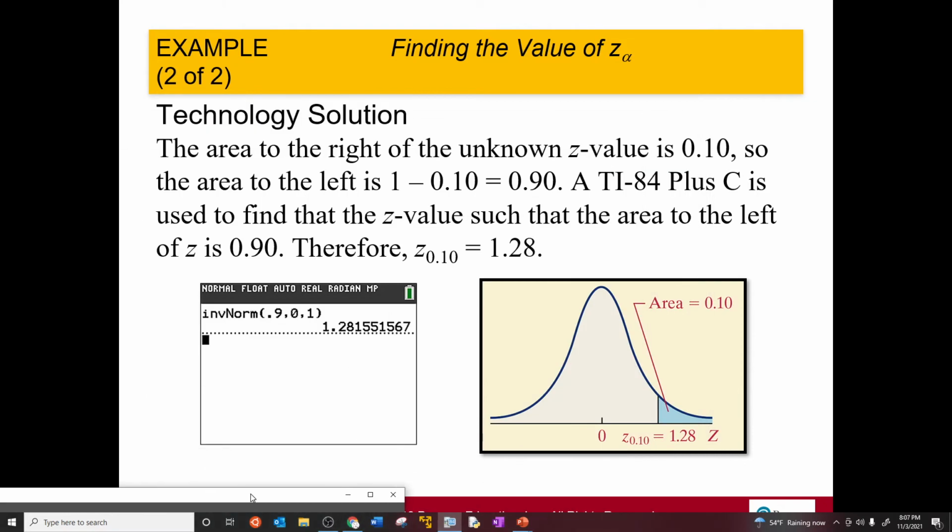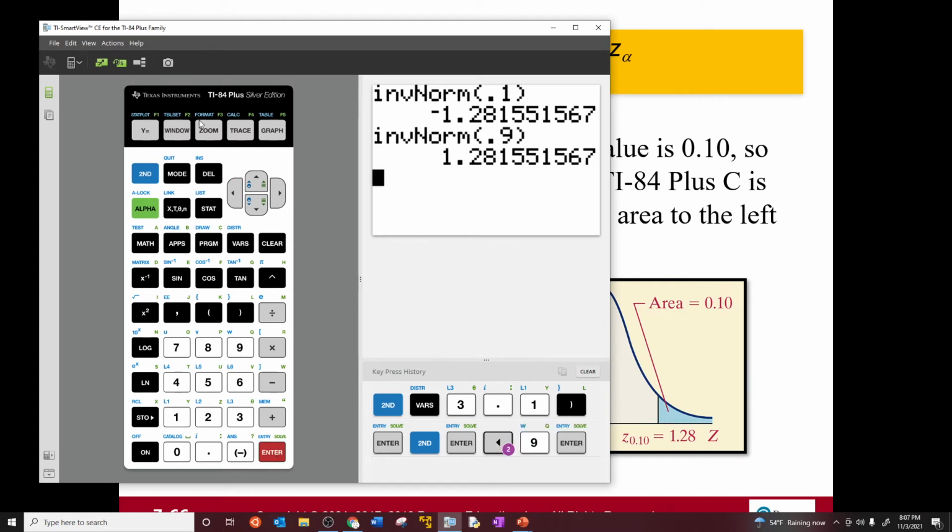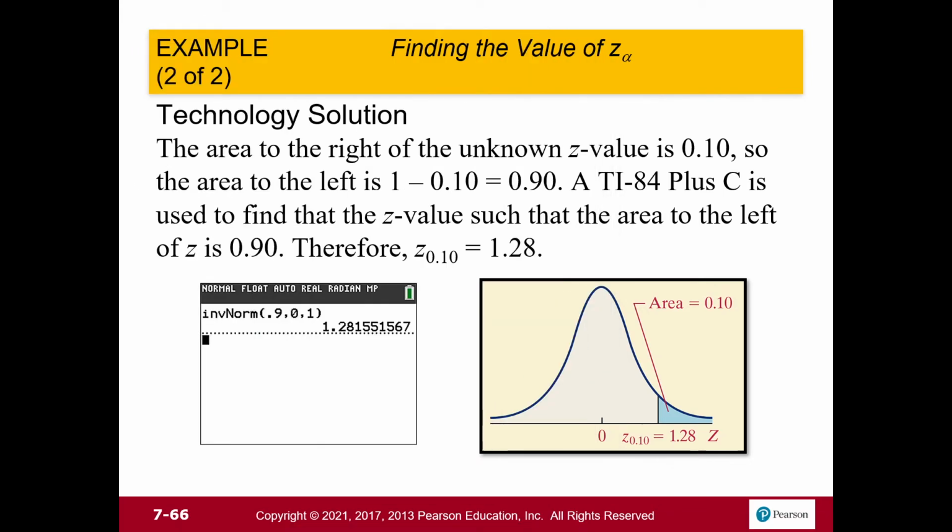Now, top 10%, that's going to be 0.9, which is 1.28. So it's pretty nice that we can do it using inverse norm.